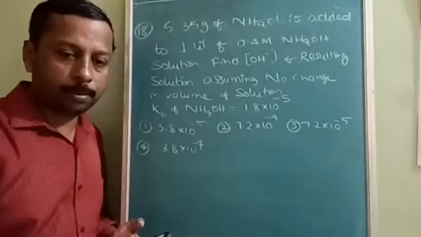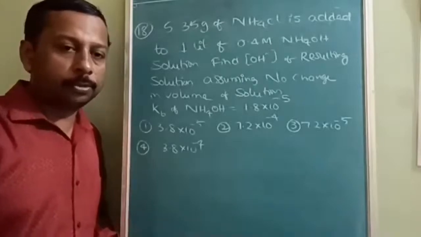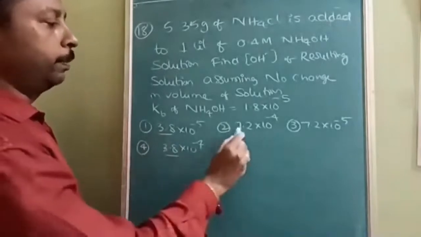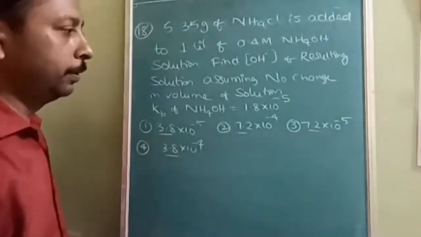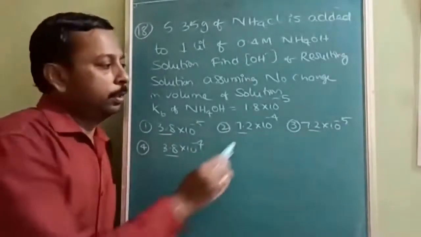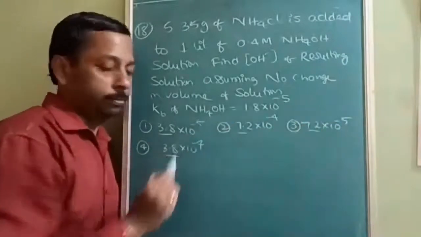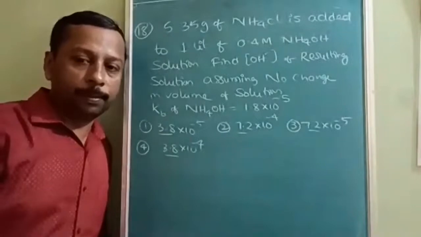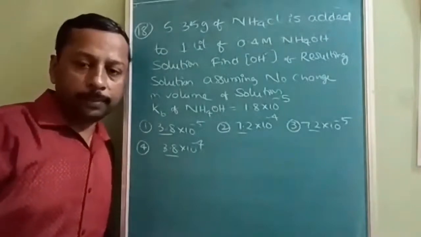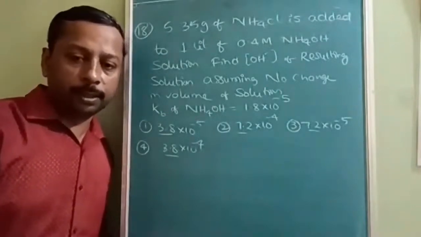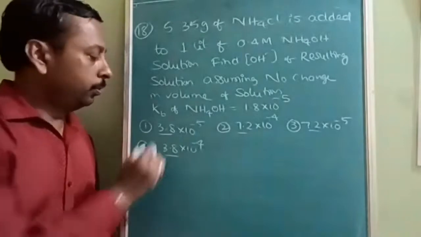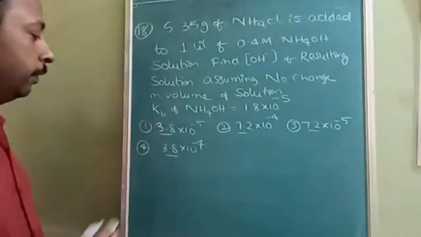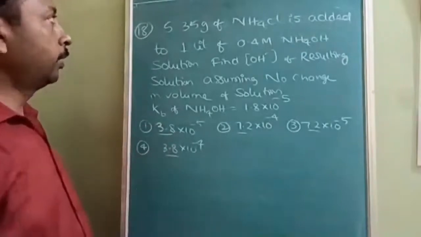See, the options are so closely placed and very confusing. 3.8, 3.8 and 7.2, 7.2. If you make some small mistake, also you will get one of the options. So that is the problem with the options when your confidence level is not up to the mark. So you cannot do guesswork. You have to be at full potential to give the accurate answer.